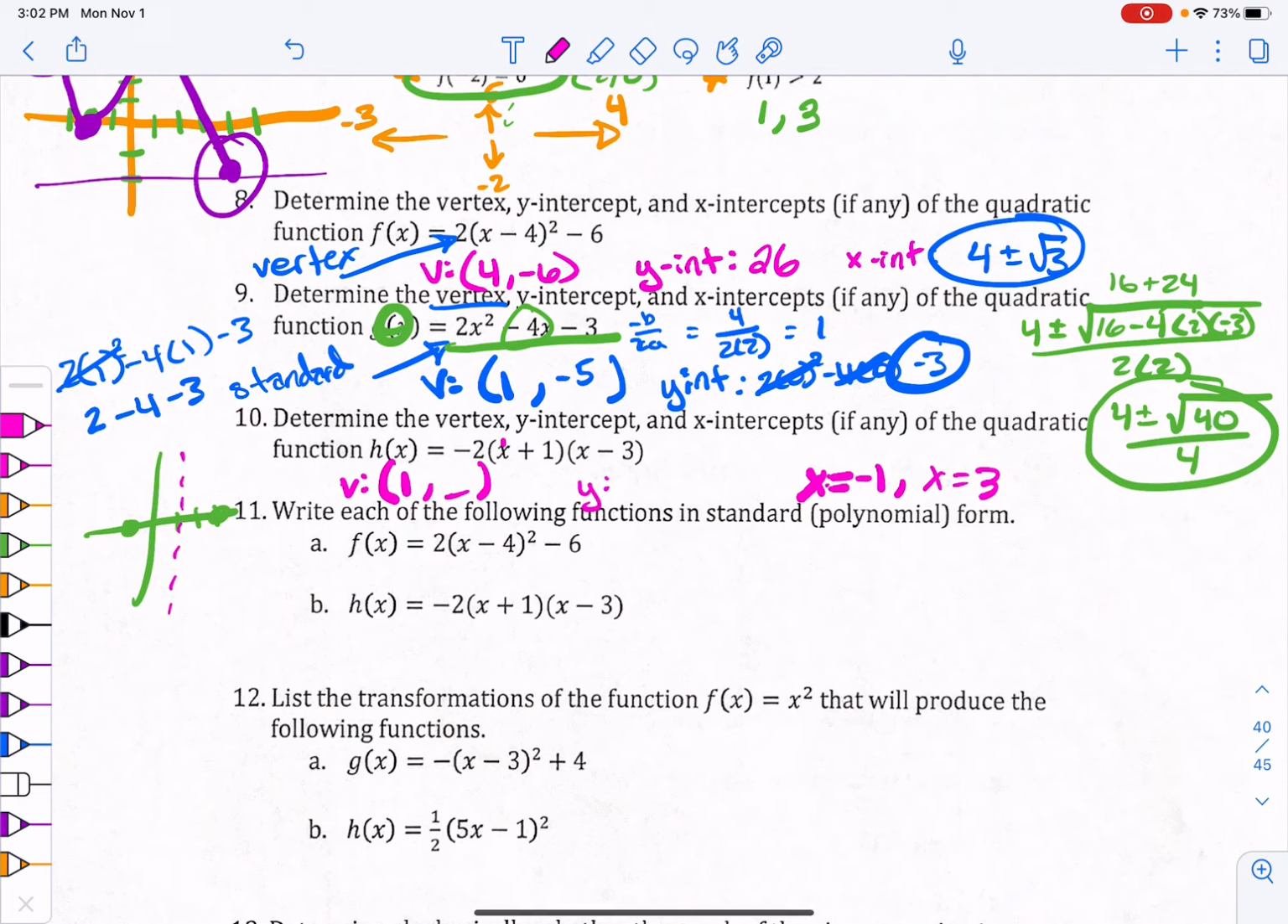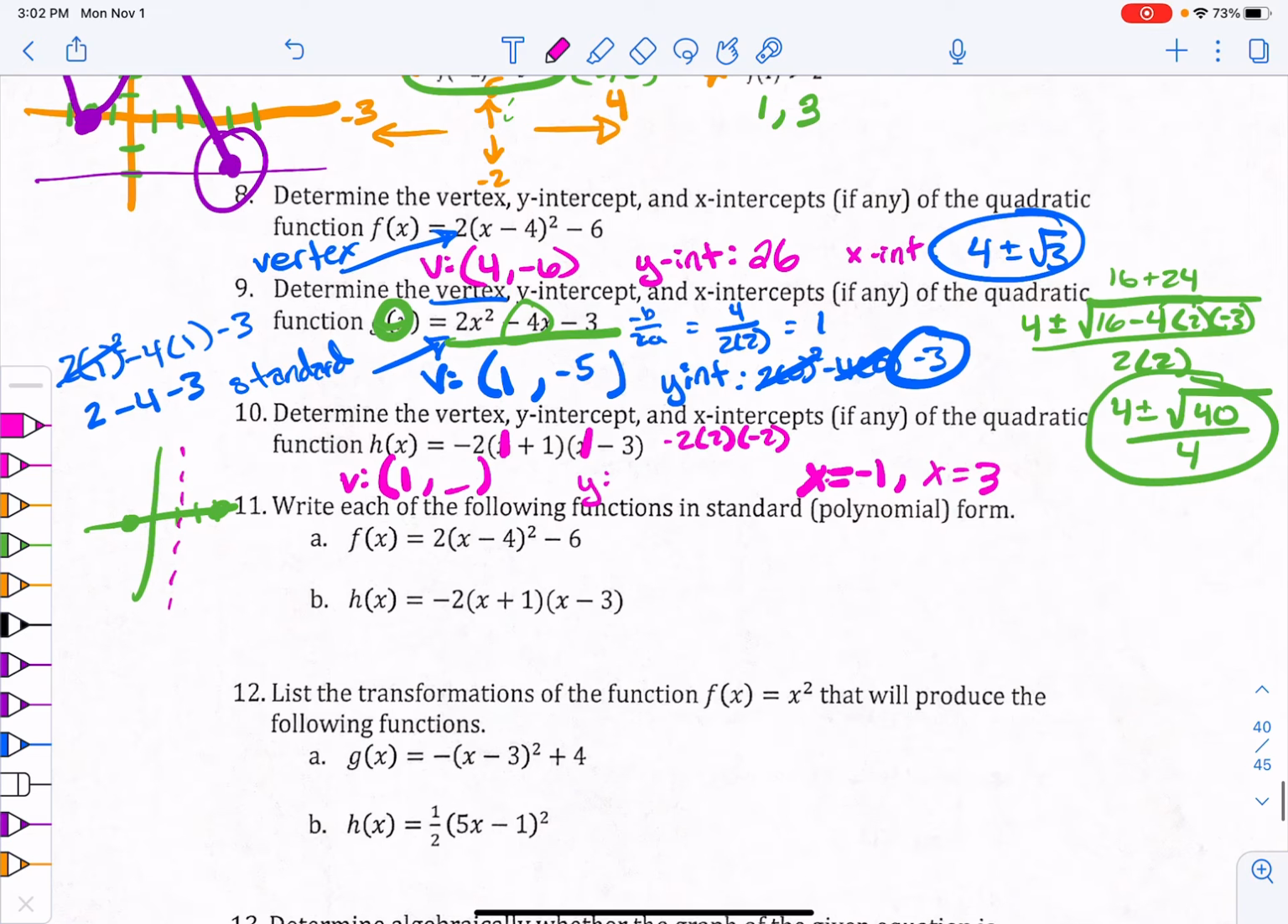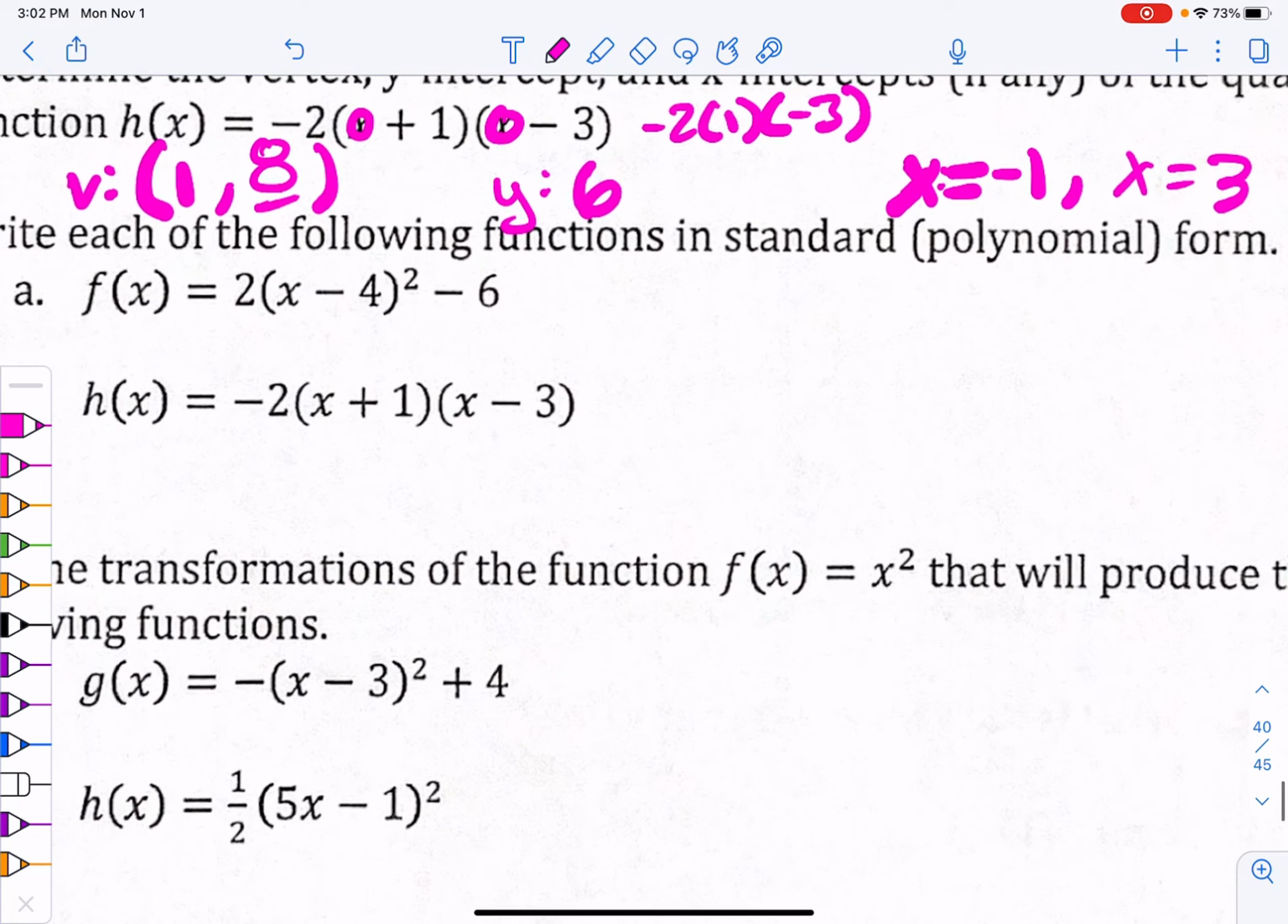So if I plug 1 in here and 1 in here, I would get negative 2 times 2 times negative 2. That's lots of 2's. And that's going to be at positive 8. And then last thing for the y-intercept, I plug 0 in for x. So I'm going to plug 0 in here, 0 in here, and I get negative 2 times 1 times negative 3, which is positive 6. And that's my y-intercept, okay? You might need to go through those 3 problems again, just because there's a lot of information that we're putting down there. Okay, these next ones should be a little bit more straightforward and not as much work.